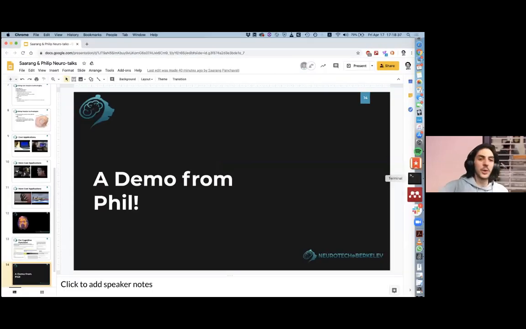So I have this little Cyton board from Neurotech, which I need to return, by the way. So a Cyton board is by OpenBCI. It's this little circuit here that has some electrodes and a battery pack. So what I'll do is I'll turn it on, and try and connect it to my computer.